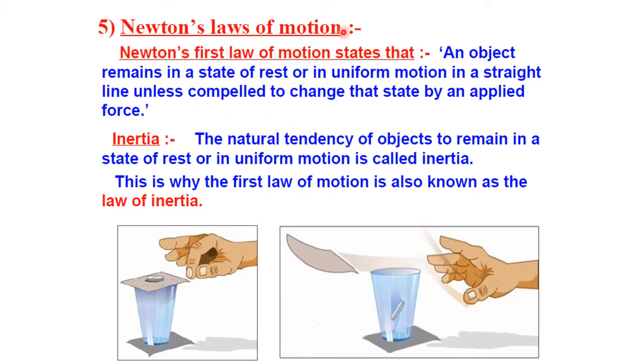Newton's laws of motion, and we are going to talk about Newton's first law of motion. What does it state? An object remains in a state of rest or in uniform motion in a straight line unless compelled to change that state by an applied force.